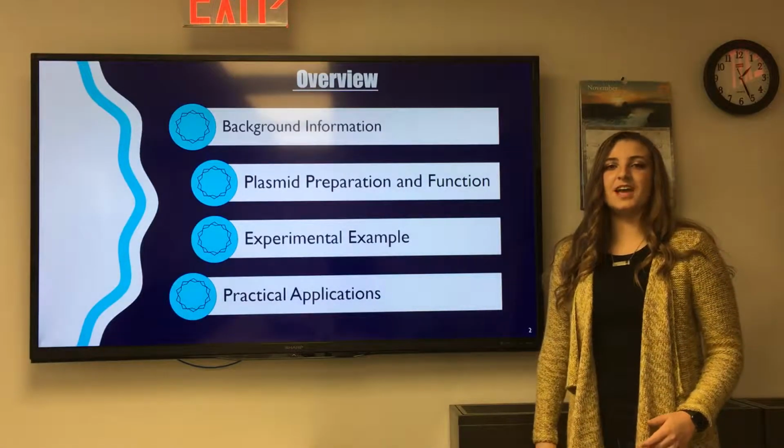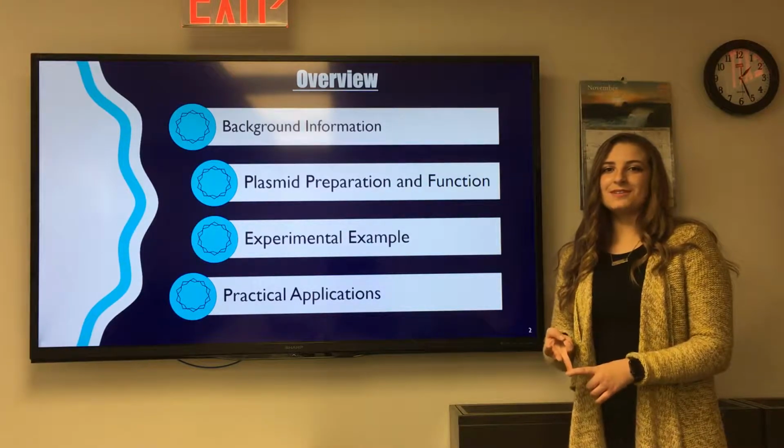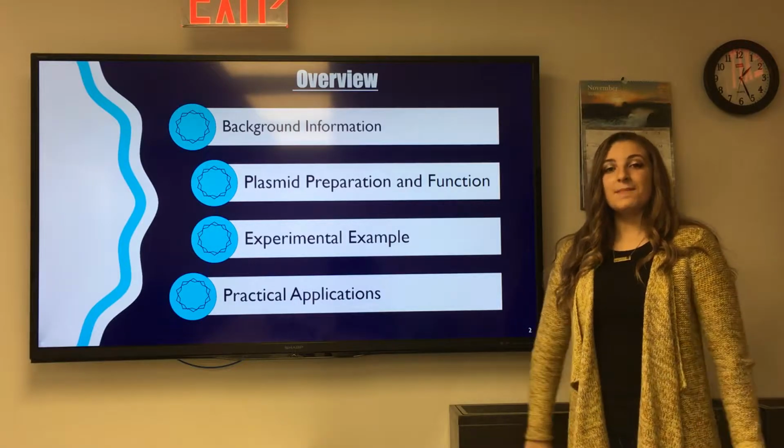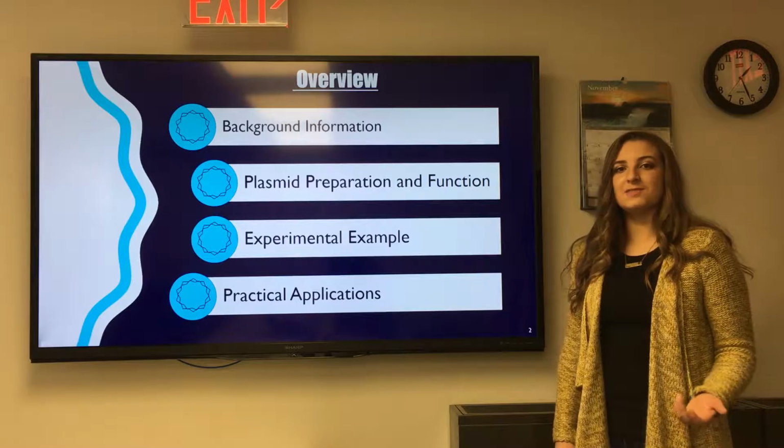During this presentation, I aim to cover background information, plasmid preparation and function, an experimental example, and practical applications. Beginning with background information, one important principle of bacteria is that they have the ability to be transformed.